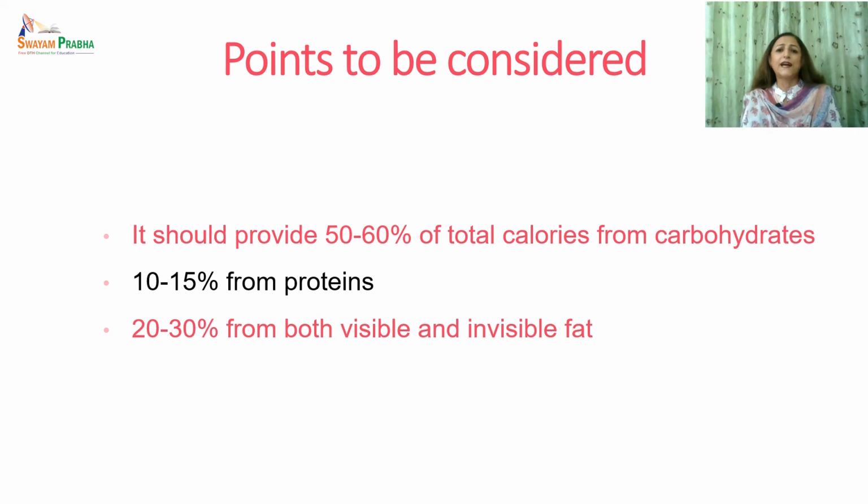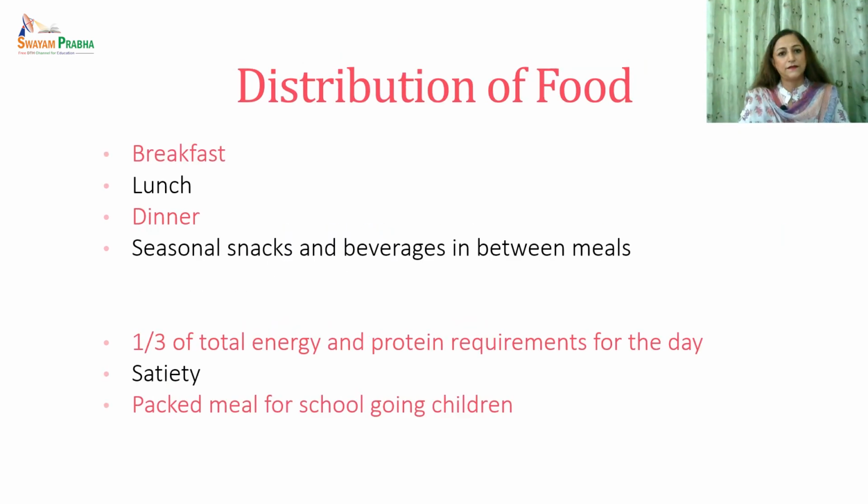We should try that our diet provides 50 to 60% of its calories from carbohydrates, preferably complex carbohydrates, 10 to 15% from proteins, and 20 to 30% from visible and invisible types of fats.